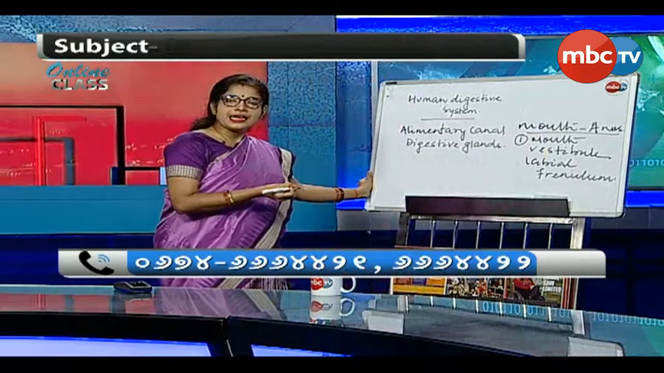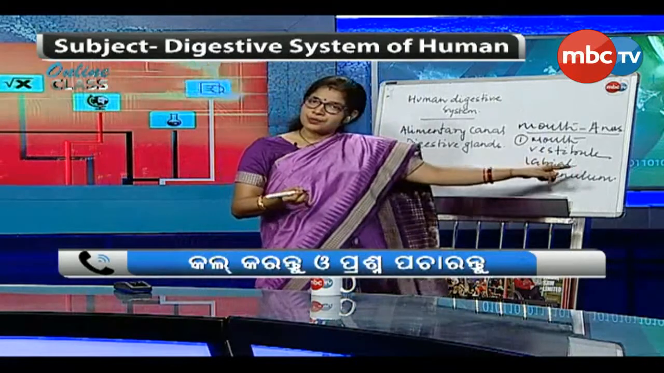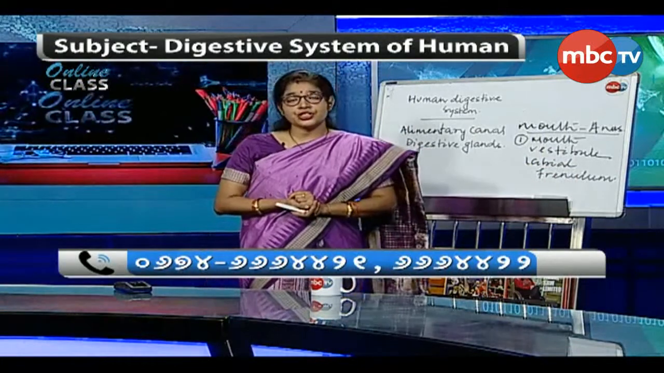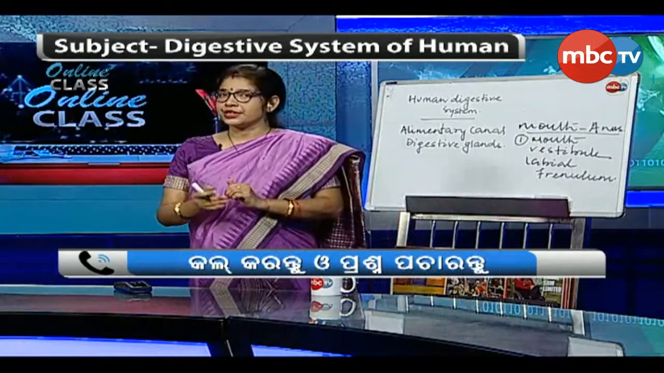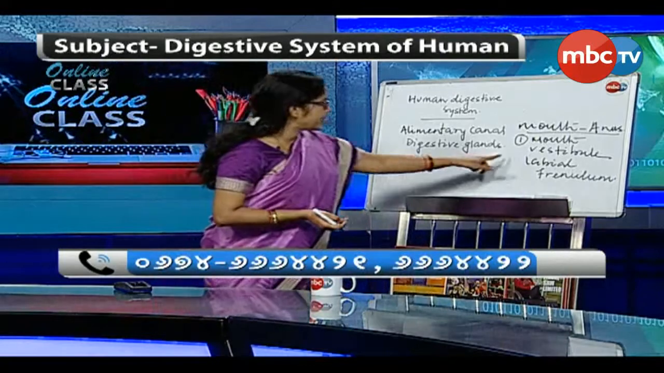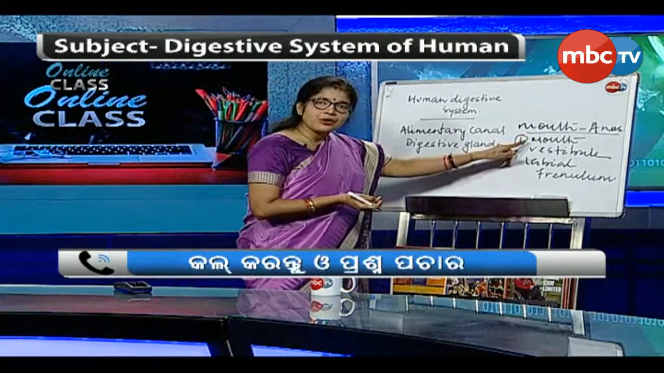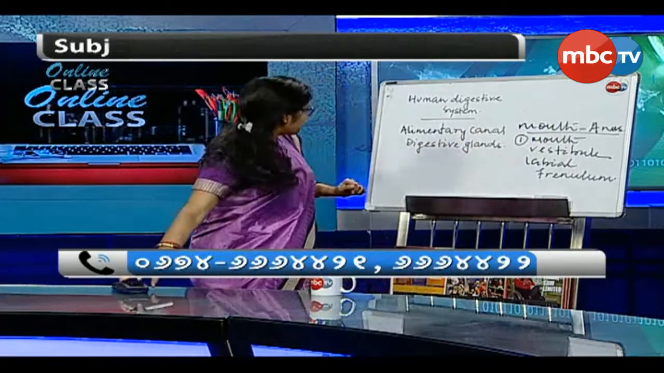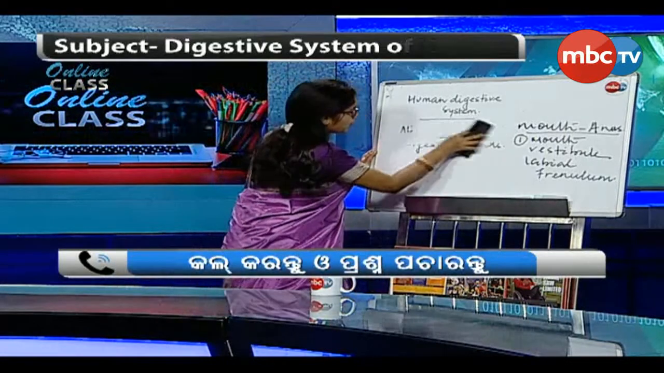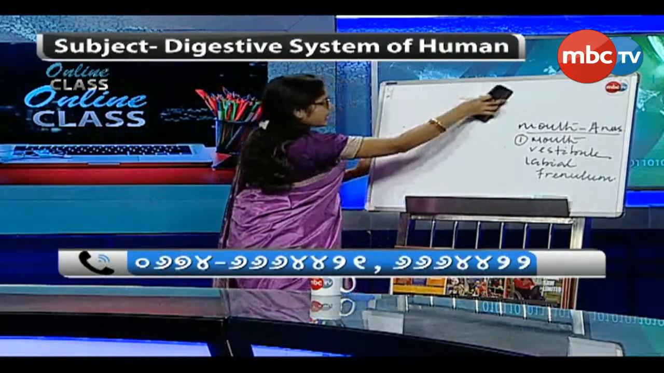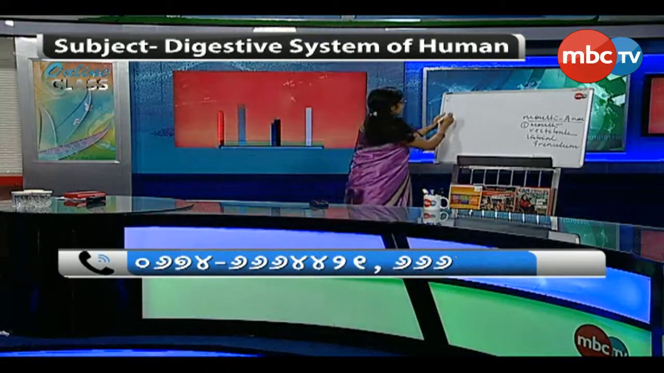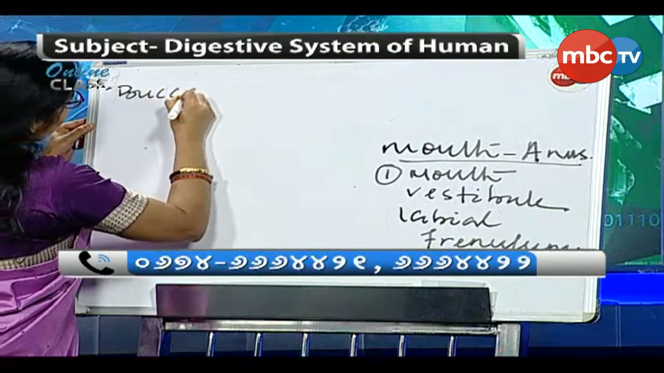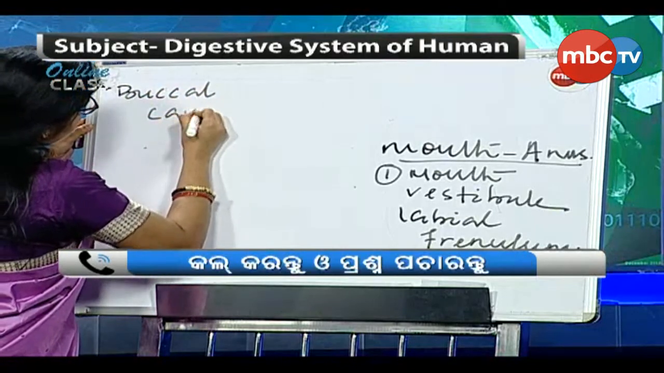Because the scientific name of the lip is labium. So, as the lip is known as labium, the muscular structure which attaches the lip with the jaw is known as labial frenulum. So, this is about the first opening of the alimentary canal, that is known as mouth. Then the mouth leads into the next part of the alimentary canal, that is known as buccal cavity. So, mouth leads into buccal cavity.